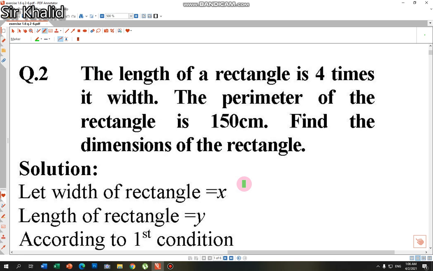Today we'll learn some of the applications of linear equations. Exercise 1.6, problems number 2 to 6. In these questions, I'll make you understand up to the formation of these linear equations in the solution. The rest of the process is the same. If you find any difficulty, you can go through my last two videos.